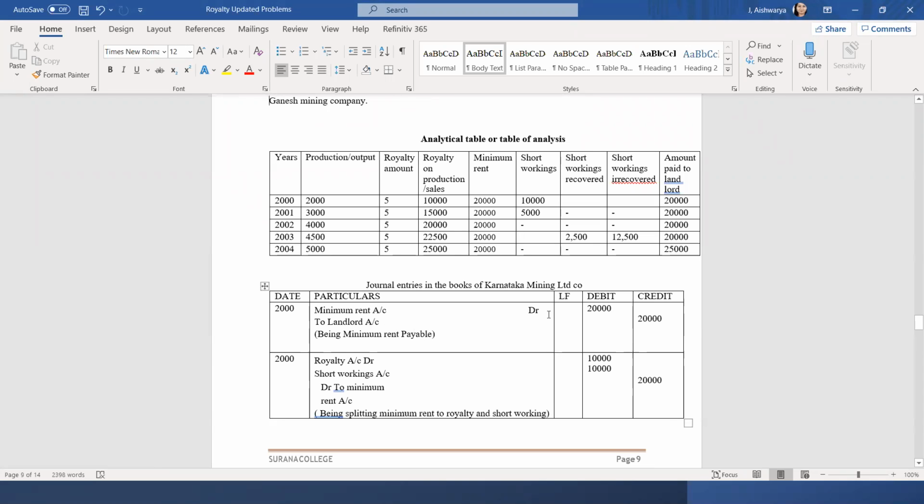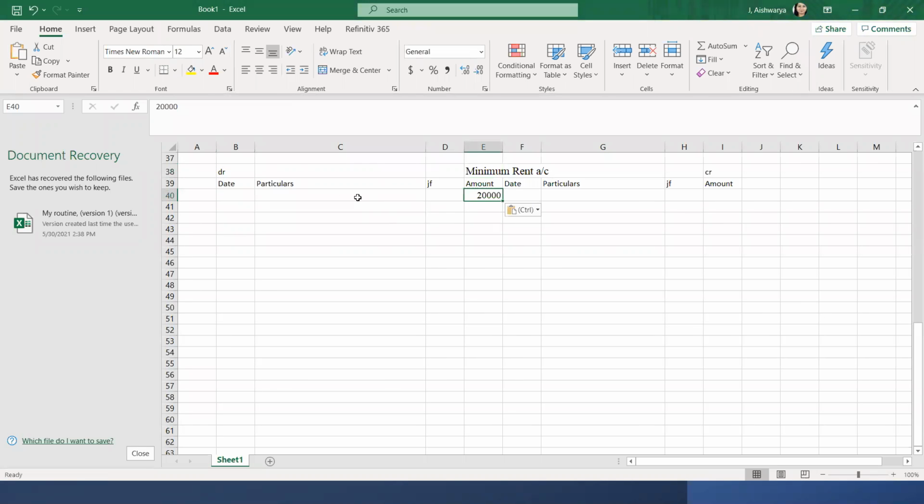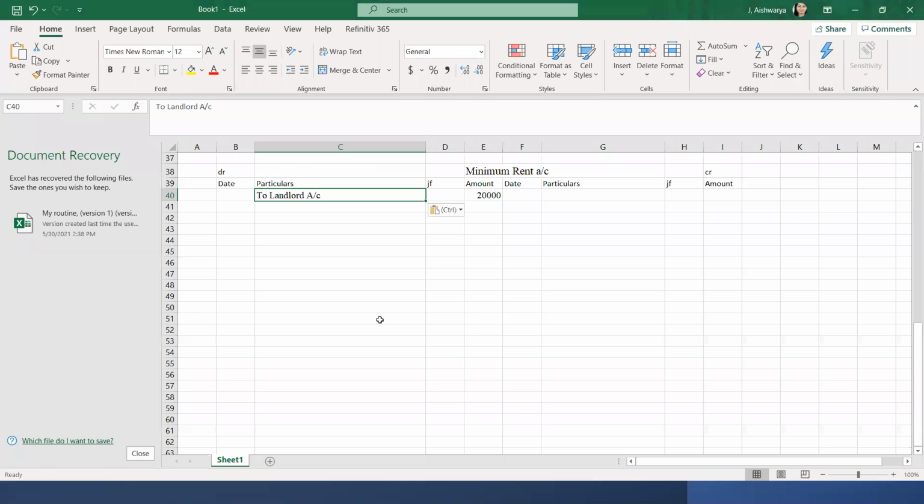So minimum rent account, debited or credited? Debited, ma'am. So debited with how much? 20,000. Very good. So debited with 20,000. As we are preparing a minimum rent account, on the debit side you have to write the amount as 20,000. And what is the opposite entry? To landlord account. Very good.